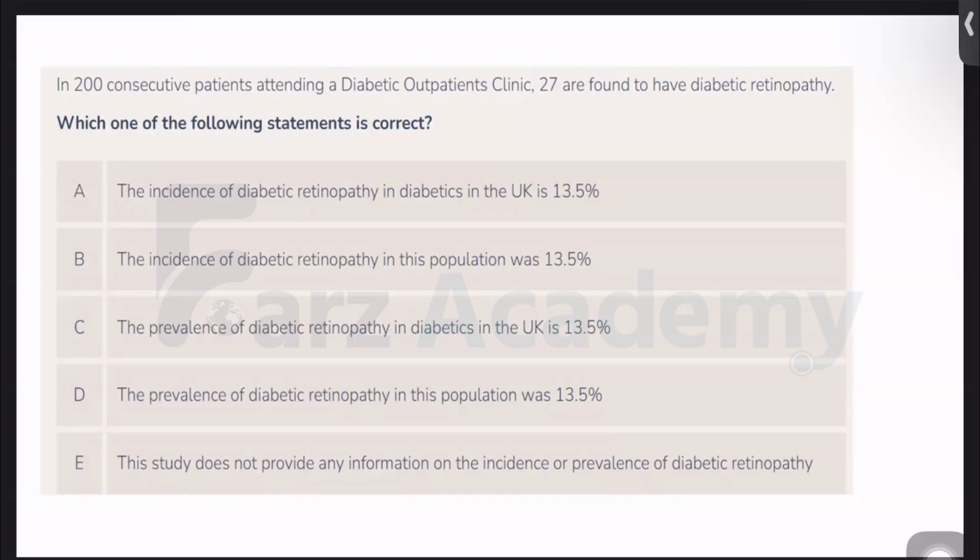Okay. Now the question is prevalence of diabetic retinopathy in diabetics in the UK, or prevalence of diabetic retinopathy in this population. What are we calculating? 27 upon 200. So are we calculating for the population or this 200 group of patients? 200 group of patients, right? This particular population, the prevalence is 27%. UK population, we don't know. Then we have to take a larger sample size, do larger studies, and maybe on a larger sample size, we'll be able to find out the actual prevalence, or do multiple such 200 studies and find the mean of the prevalence of all those studies to find the population. So the answer here would be D.